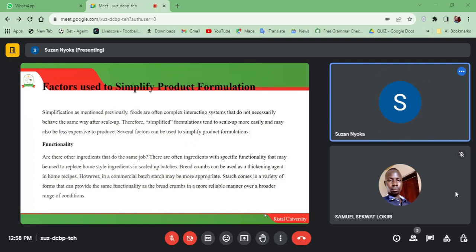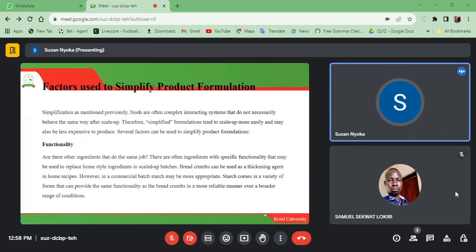So some of the factors you're going to use to help reduce that too much change in your products during scale up. One is functionality. There are other ingredients that do the same job. So there are often ingredients with specific functionality that may be used to replace home-style ingredients in scaled-up batches. Breadcrumbs can be used as a thickening agent. In batches, you may opt for starch because it does the same work as the breadcrumbs.